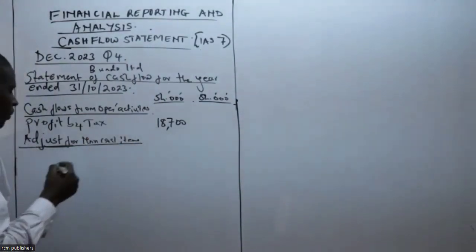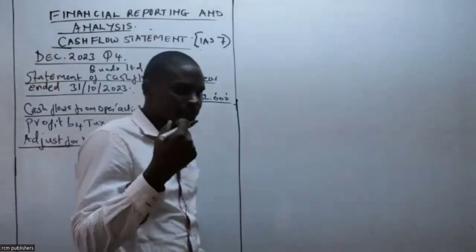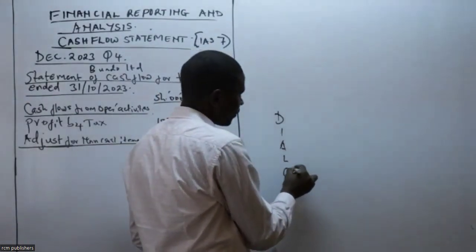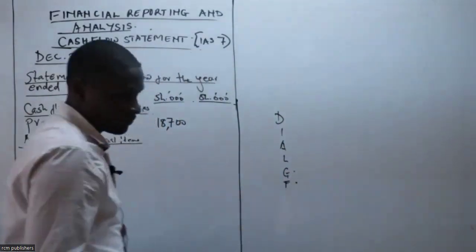So for our non-cash items, I gave you an acronym, and that acronym is DIAL GF.